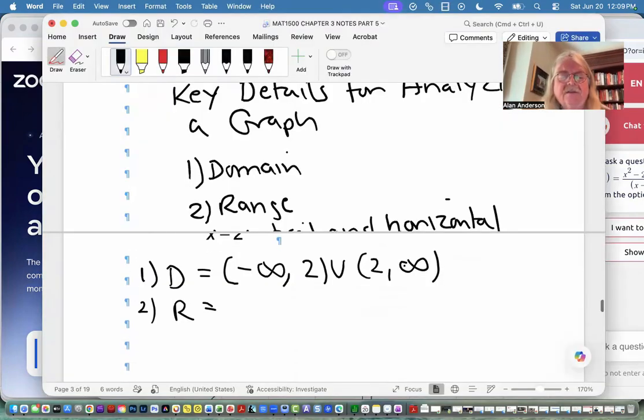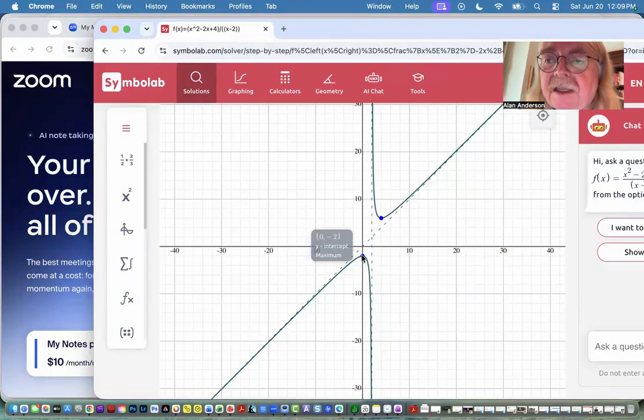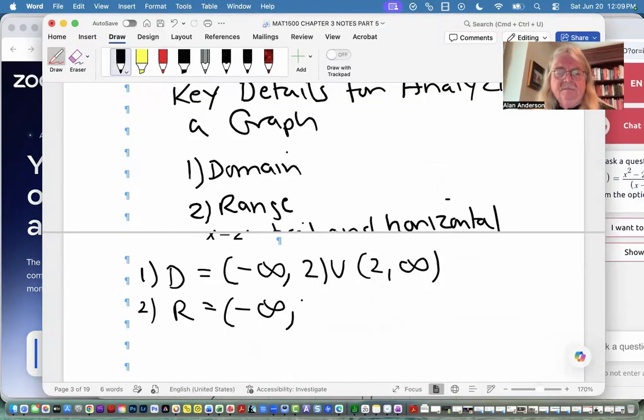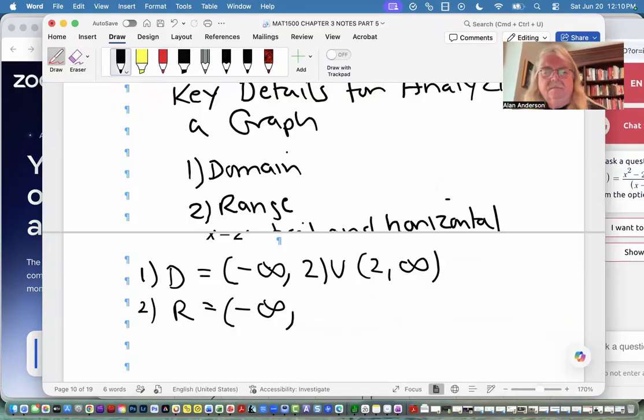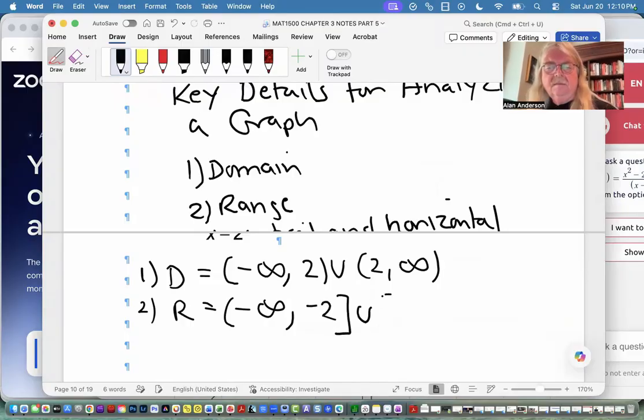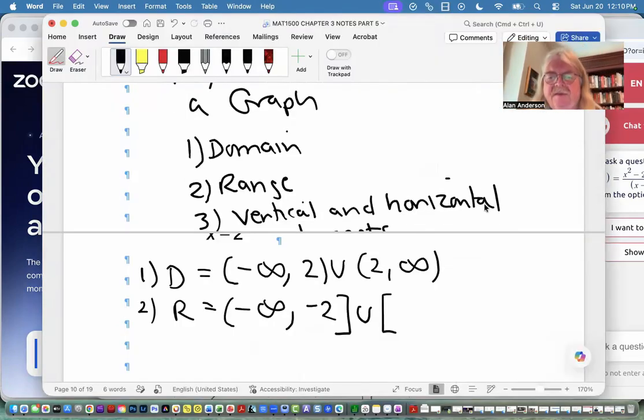Okay, so the range is everything from negative infinity up to and including negative 2. Whoops, I almost missed it. It's got to be a square bracket, of course, because that's included. And then we can start again with 6 up to infinity.